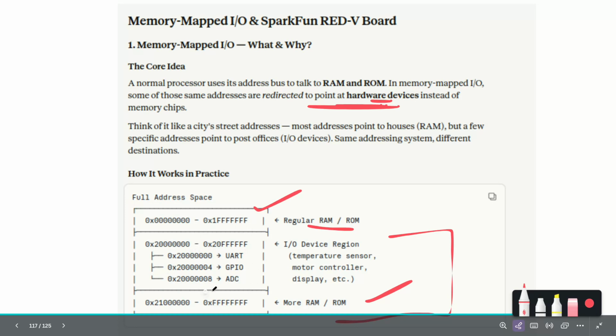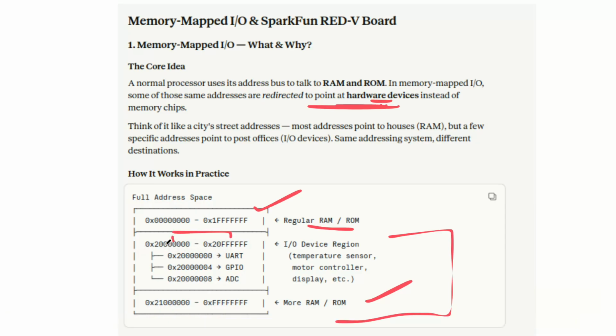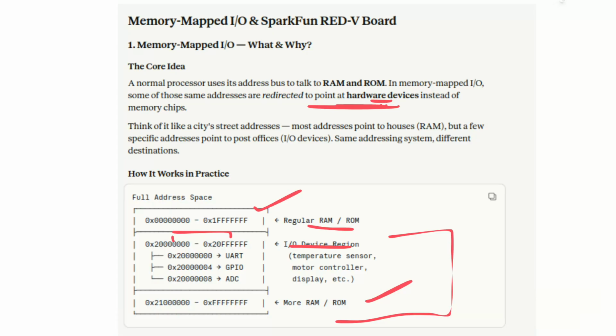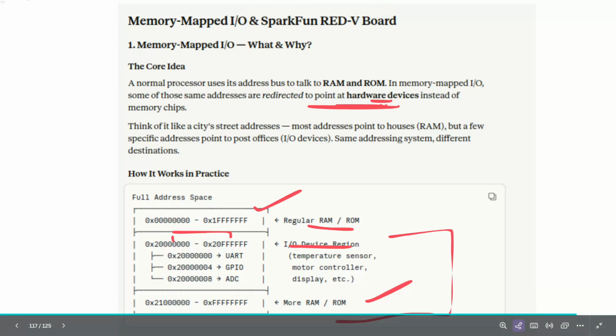So for the temperature sensor, for our motor controller, some addresses, as you see here, are divided for our IO device region. Here also, some can be for UART, some for GPIO, some for ADC, as you can see. So you have to understand that in memory mapped IO's case, our complete address space is divided for RAM and ROM and also for the IO device region.